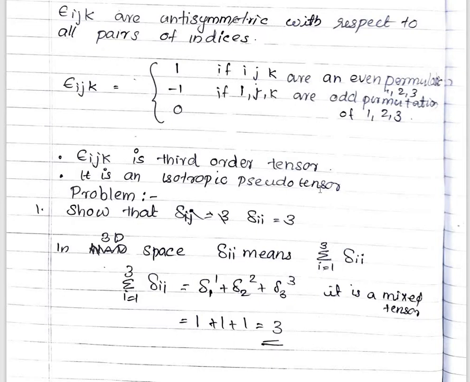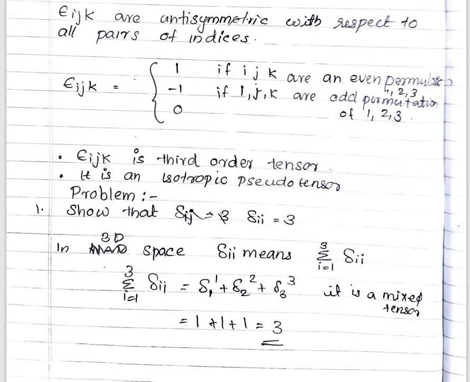A scalar is an isotropic quantity because its value is unchanged after rotation. Its value is 2, and it is 2 after rotation also. Similarly, the Kronecker delta is also an isotropic tensor. So let us discuss some problems of this.